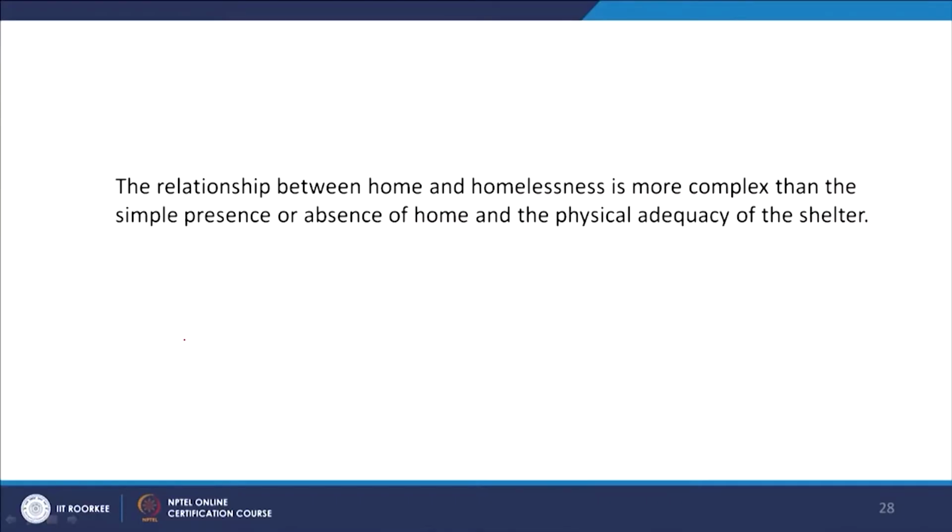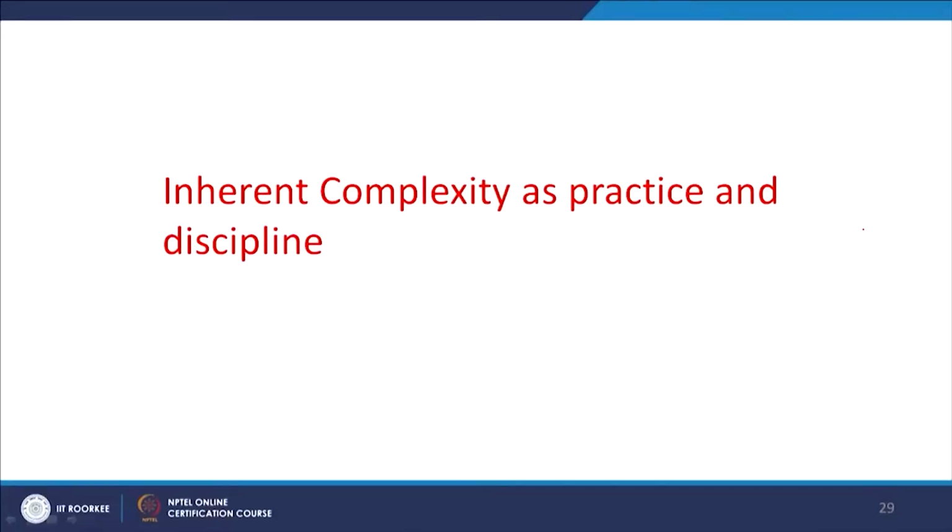The relationship between home and homelessness is more complex than the simple presence or absence of home and the physical adequacy of the shelter. So it is not just a part of the building, there is more meaning to it. Another aspect: inherent complexity as practice and discipline.